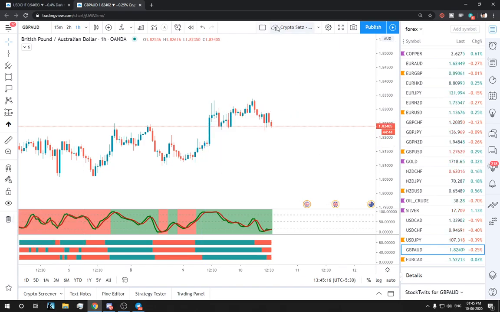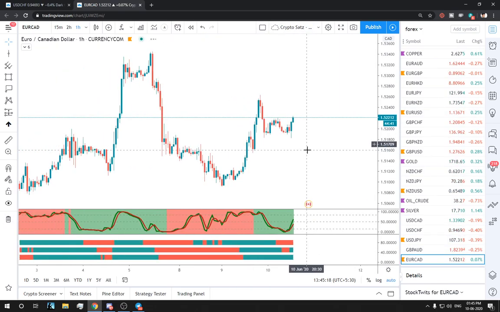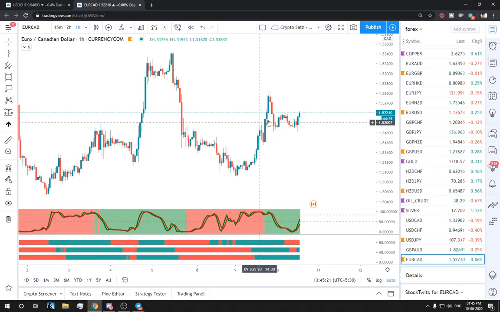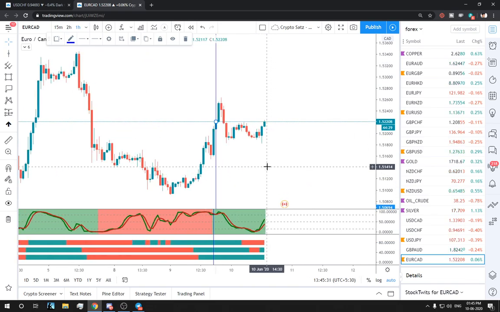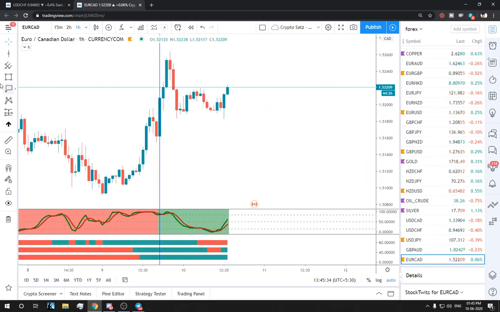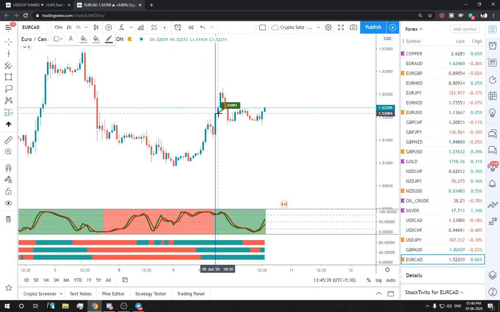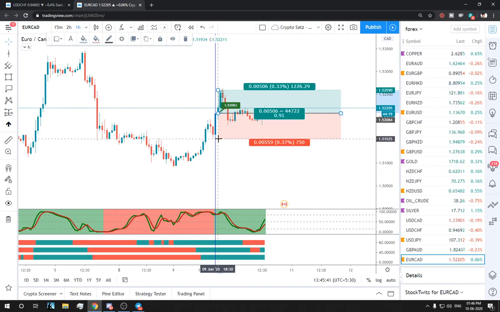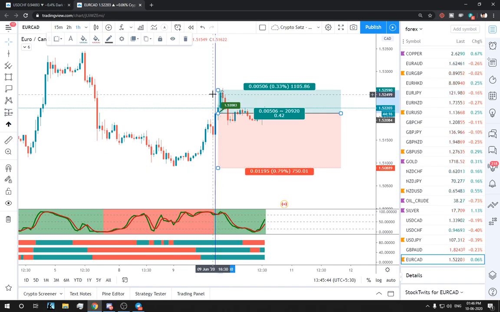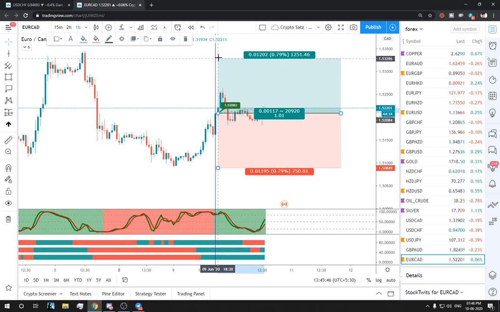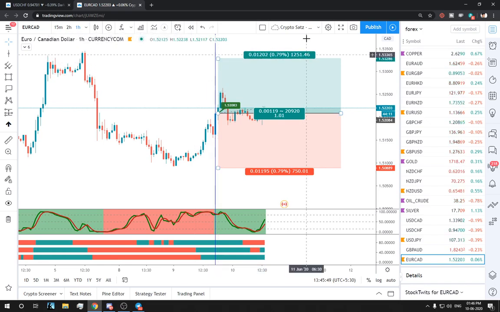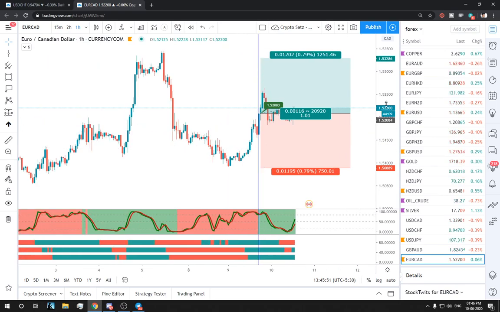So yeah, Euro CAD, we had a long here. We had a long signal over here at this point of time, taking a long. Stop loss previous structure is low, either this or this. We'll take this 0.79. So this trade is open right now, so we'll come back tomorrow to see.